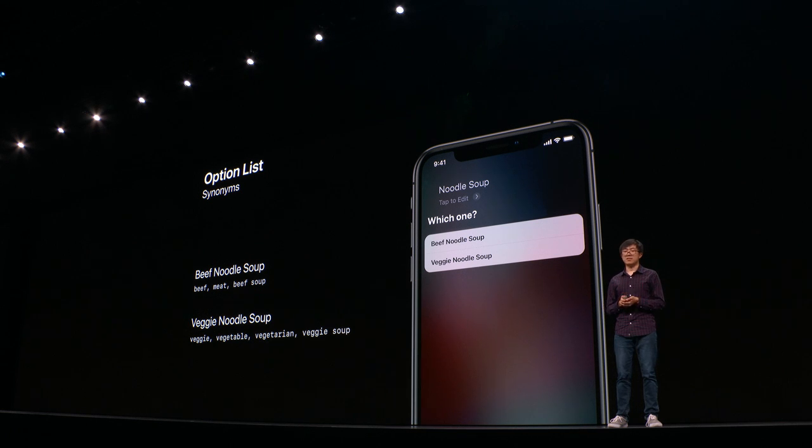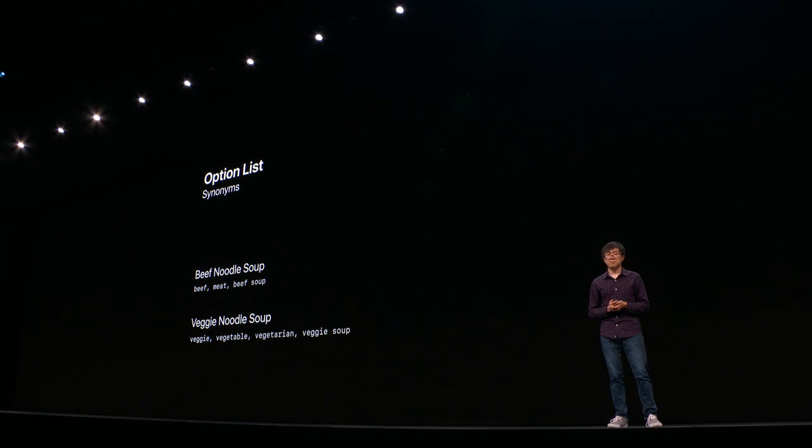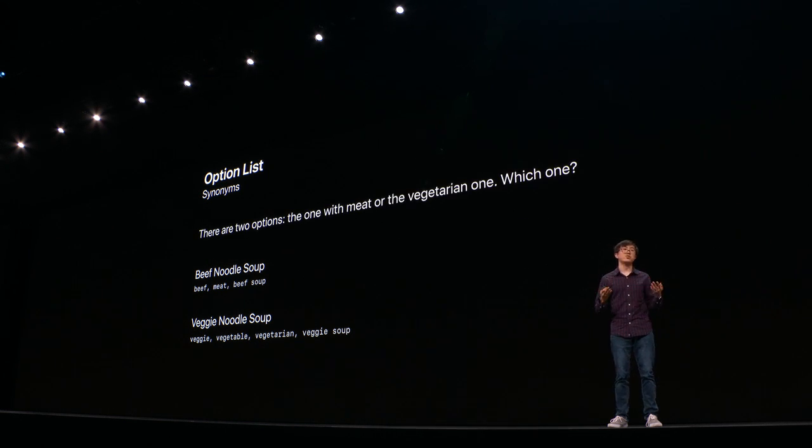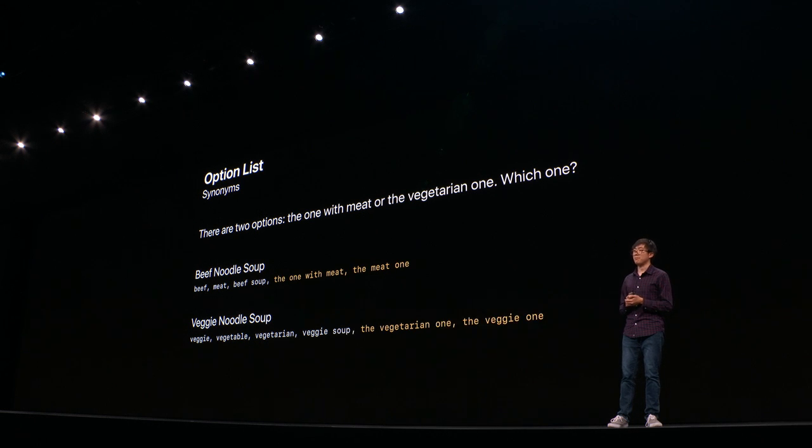When coming up with these synonyms, you should also keep in mind that the phrasing of your question impacts the way the user may respond. So if you have a more casual way of describing the options, like the one with meat or the vegetarian one, you should make sure that you recognize the user repeating that kind of phrasing back to Siri.